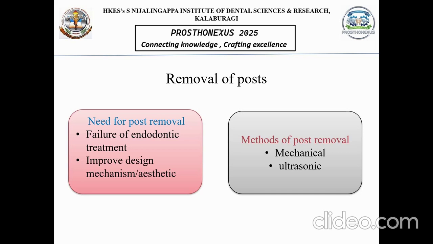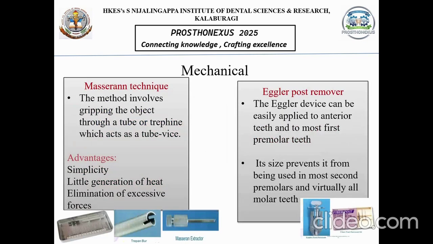What are the armamentarium used for retrieval of post, or what is the need for removal of post? Failure of endodontic treatment, improved design mechanism, or aesthetic demand. Methods of post removal can be mechanical or ultrasonic. Mechanical is by using a Masserann kit. The method involves gripping the object through a tube or a driver with an axle-like tube. Its advantages: it is simple, little generation of heat, elimination of excessive forces.